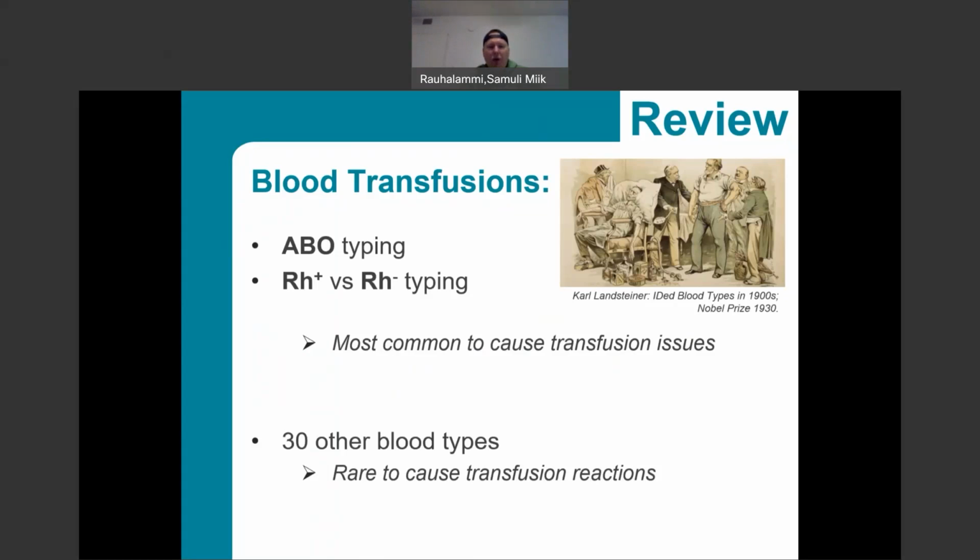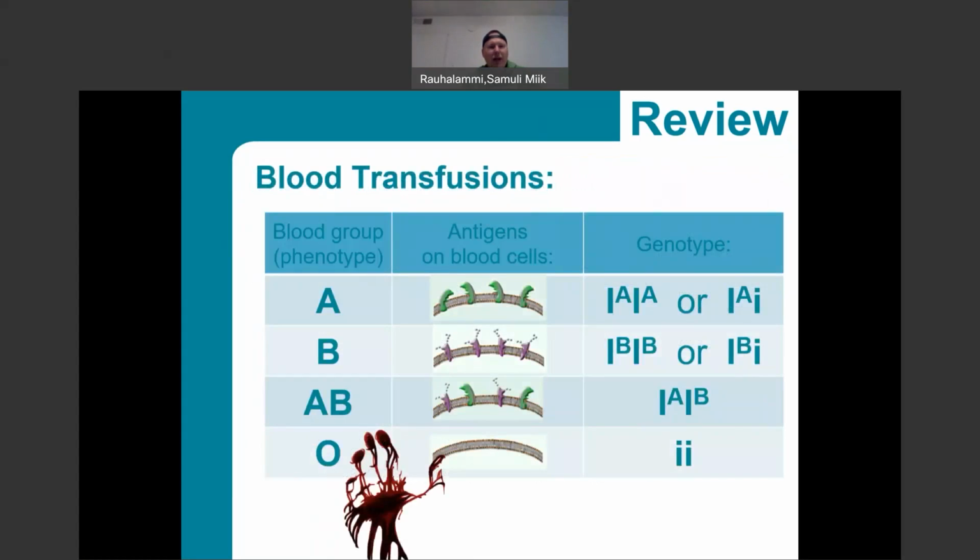There are about 30 other blood types. They don't cause that many transfusion reactions, so we're not going to be focusing on those. But what we covered in class while we were preparing for this lab was that, first of all, we remember that you could have 4 different blood types when we talk about the ABO system.